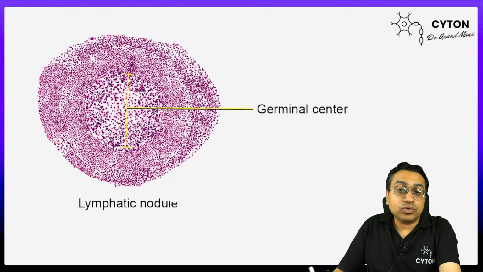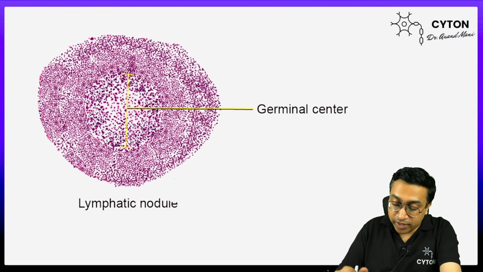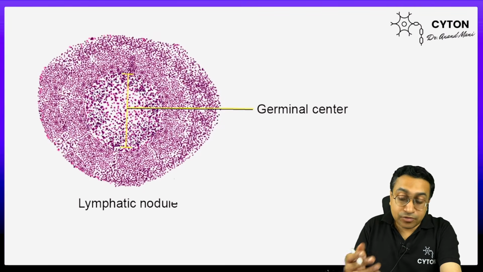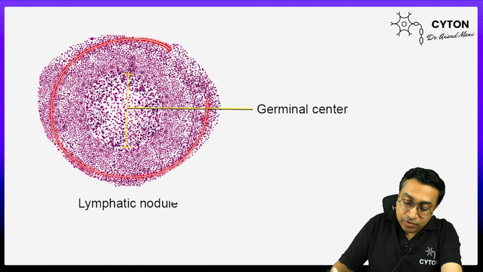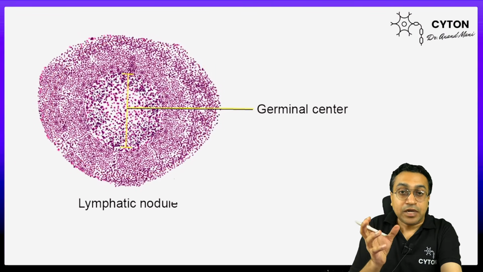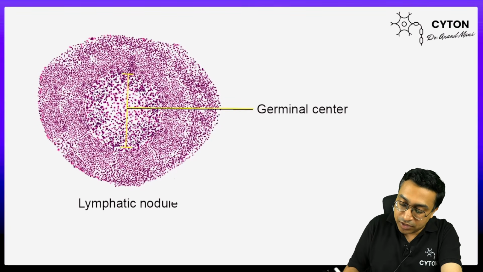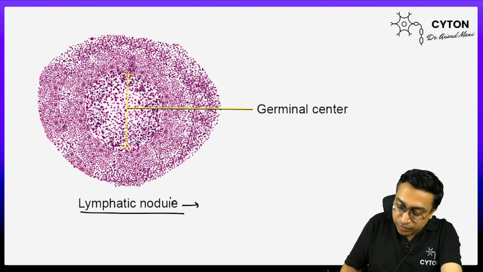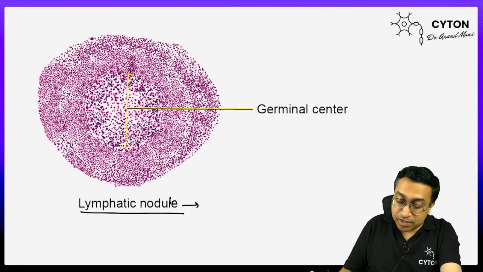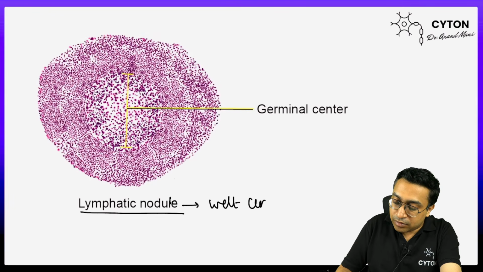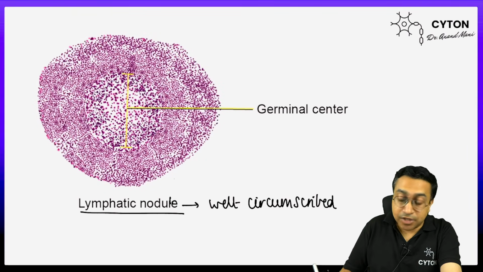Next we can see in this photo, that is the lymphatic nodule, or I can say a follicle. So what is this lymphatic follicle? This is a well circumscribed, as you can see, in a circular manner. It's a well circumscribed concentration of lymphatic cells. Okay, so please remember this very classical definition. The lymphatic nodule is a well circumscribed concentration of lymphatic cells.